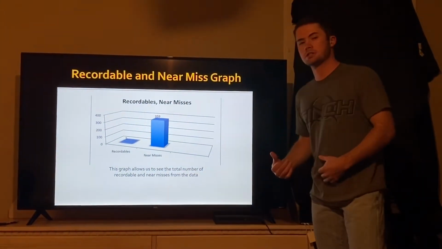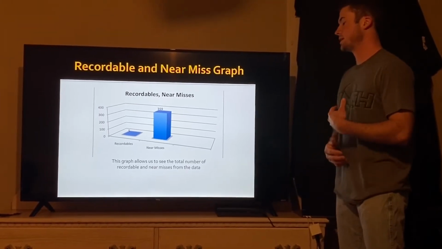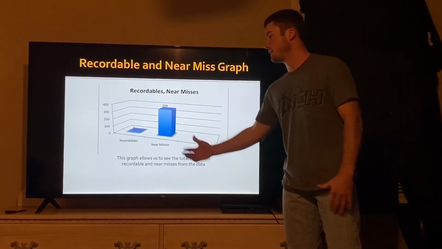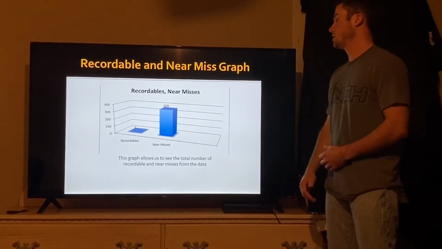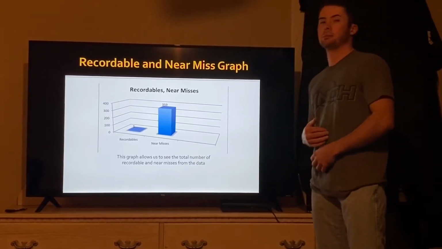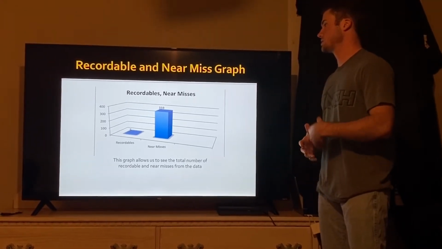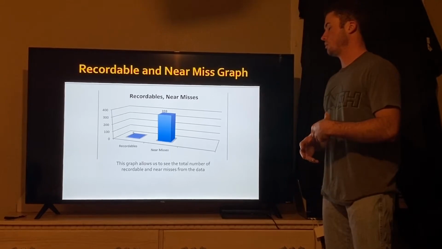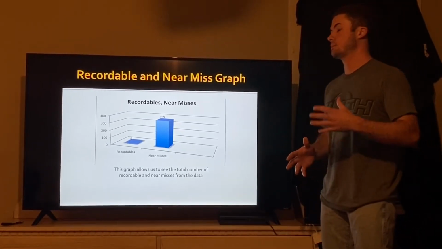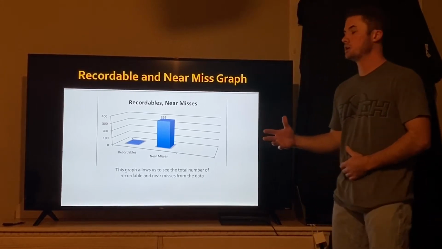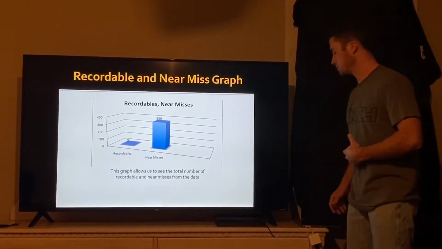This graph allows us to see the total number of recordables and near misses from the data. As you can see, we had 5 recordables from the data, and we had 359 near misses. All in all, this just allows us to see from what section how many of each we had. So how many recordables, how many near misses in this instance. It just allows us to see the total number of those.